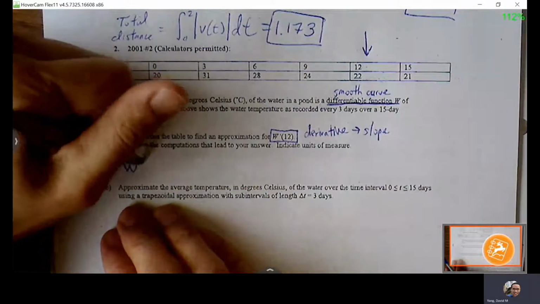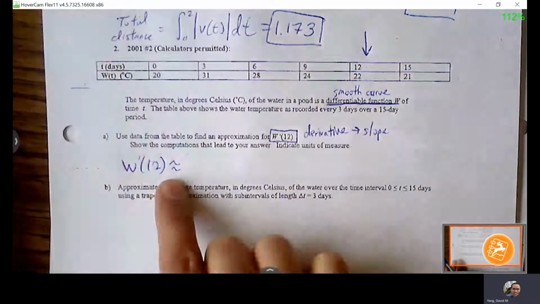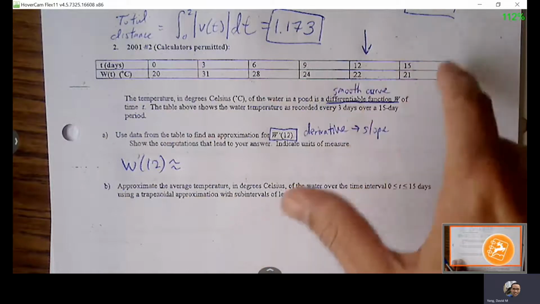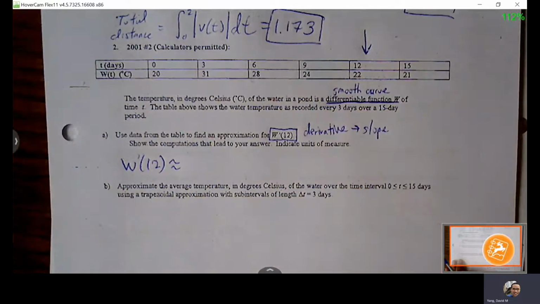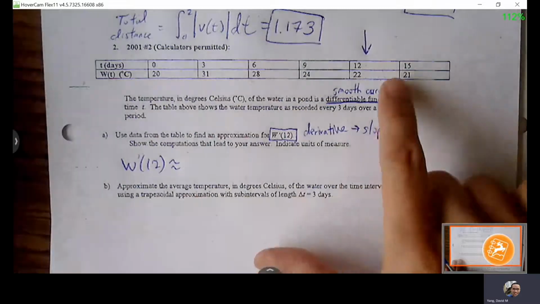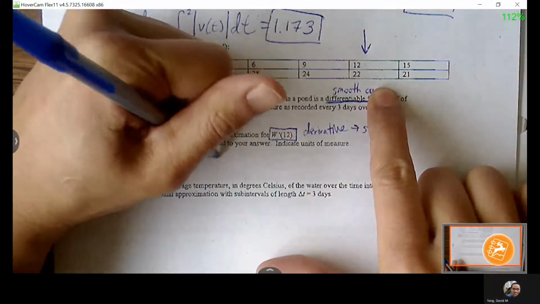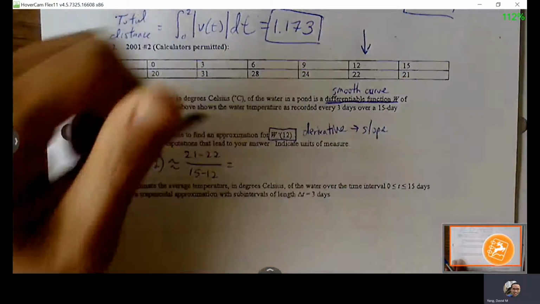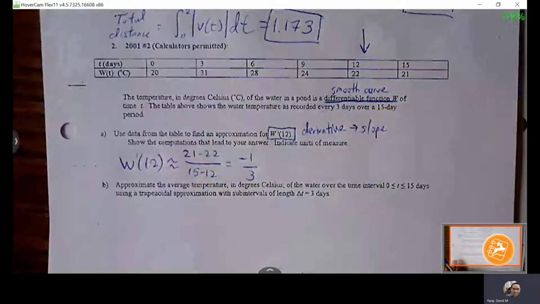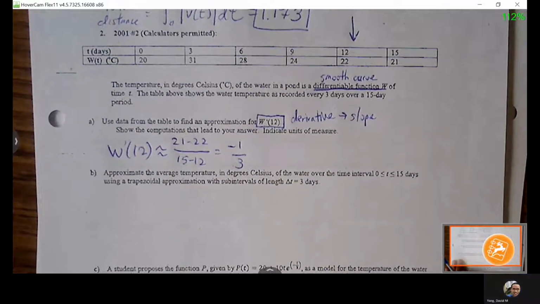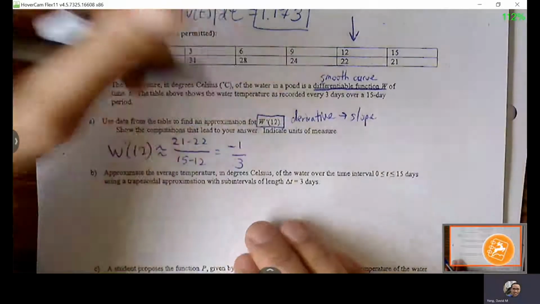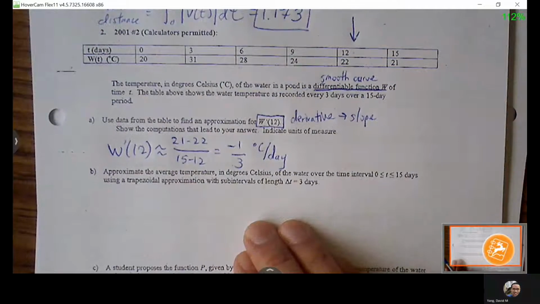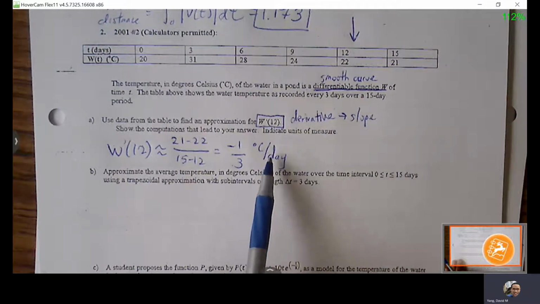So W prime of 12 is approximately, that's a squiggly sign there, change in temperature over change in time. I'll use the last 2, but you can choose any combination of 2 ordered pairs there. So 21 minus 22, that's -1 over 3. What's the unit of measure going to be? Good. So -1/3 degrees Celsius per day.